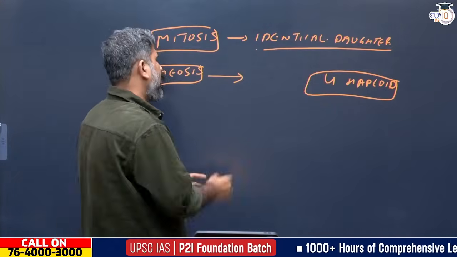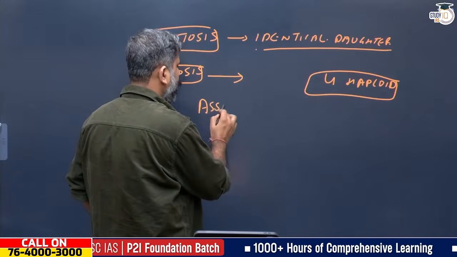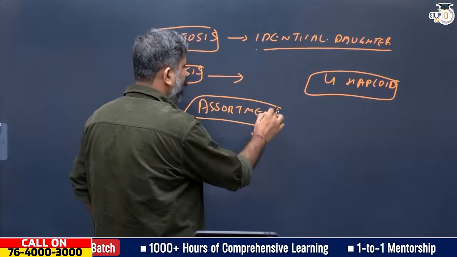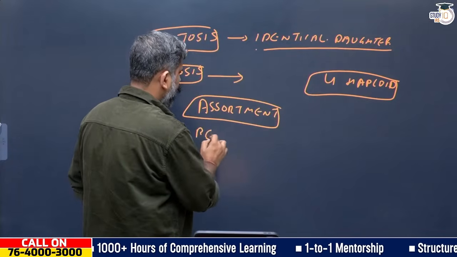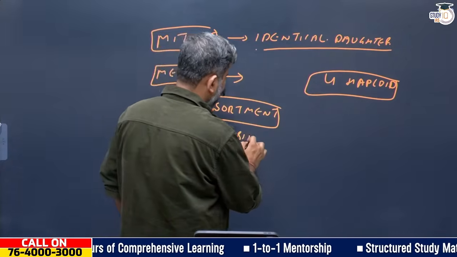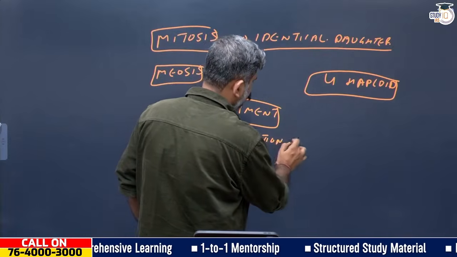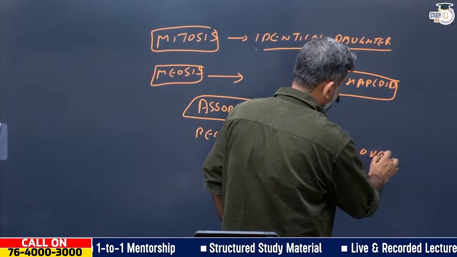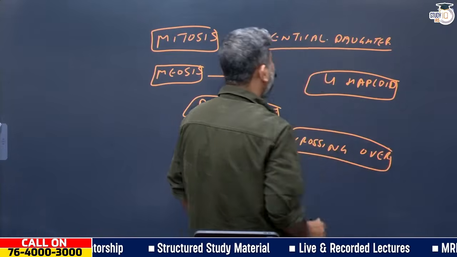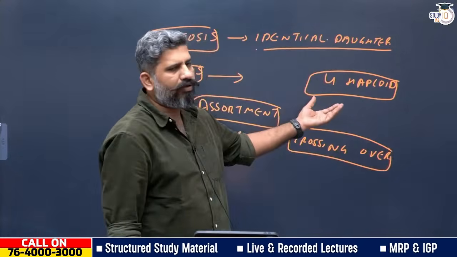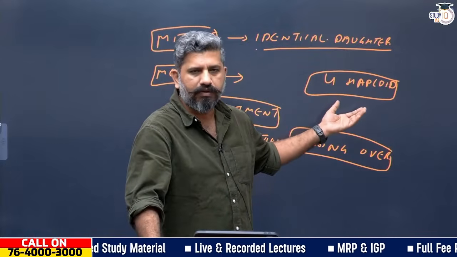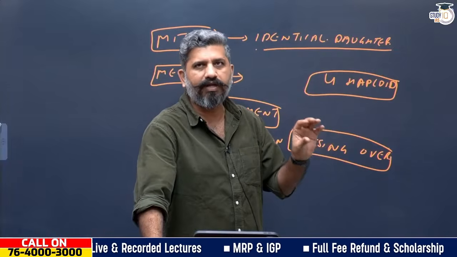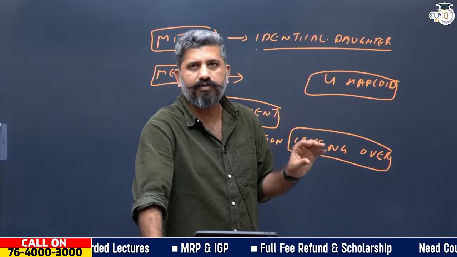How is it brought about? First one is random assortment. Second one is recombination, right? Which is the result of crossing over. Which 23 chromosomes will be present in one of the haploid daughter cells is a random event, right? And even the 23 ones which are present in that sex cell, you find what?